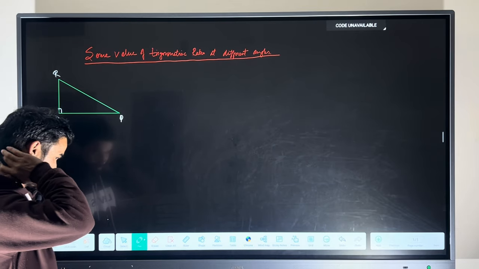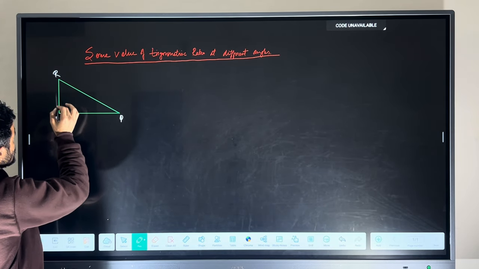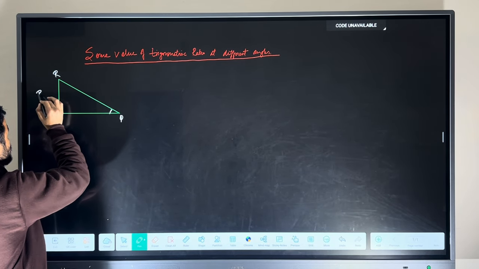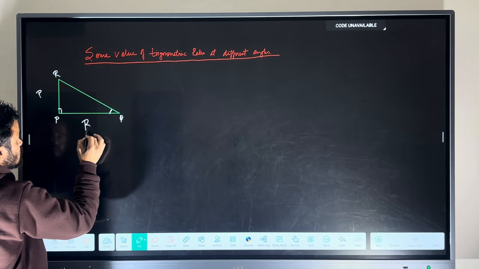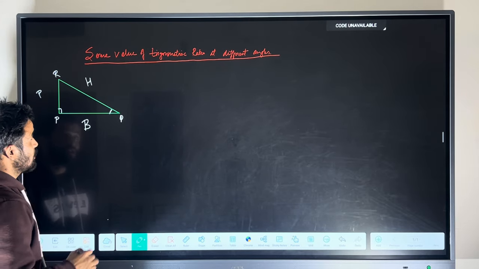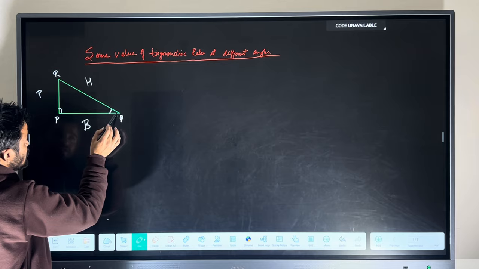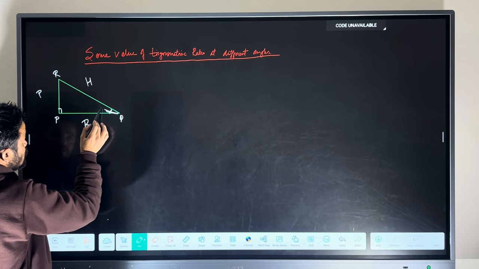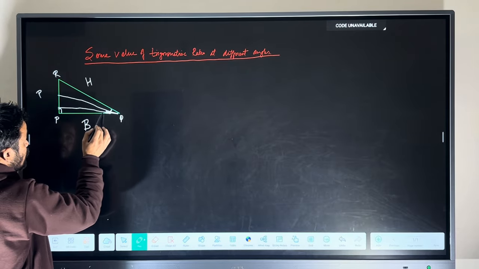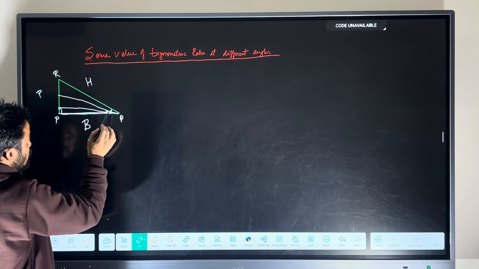Okay, now this side, what is this side for angle Q? This side is perpendicular, this side is base, and this side is hypotenuse. For this angle, this is perpendicular, this is base. Okay, so if we decrease the angle, suppose here, one line which coincides over here.